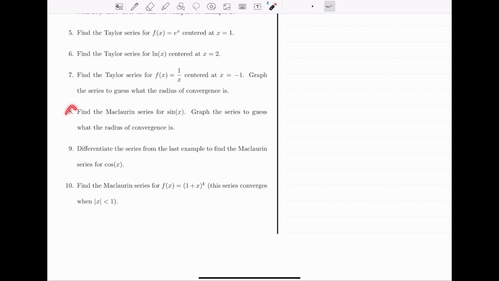Let's work through example 8 to find the Maclaurin series for sine of x. This is a very important Maclaurin series, and we want to see how to develop it. A Maclaurin series is just a Taylor series centered at 0. Our function is sine of x.